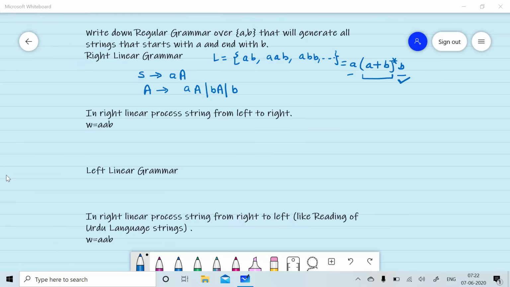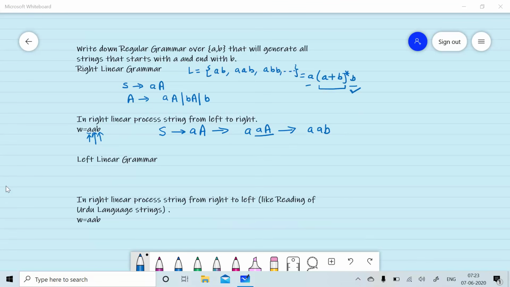In case of right linear grammar, we will process this string from left to right. That is, suppose consider the string w is aab. So we will try to generate the first symbol a first. So S gives aA. Then we want to generate the next symbol as a. So we will replace A by aA. Then we want to generate the next symbol as b. So we will replace the non-terminal A by terminal b.